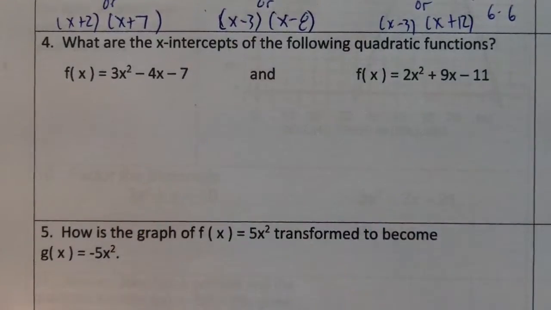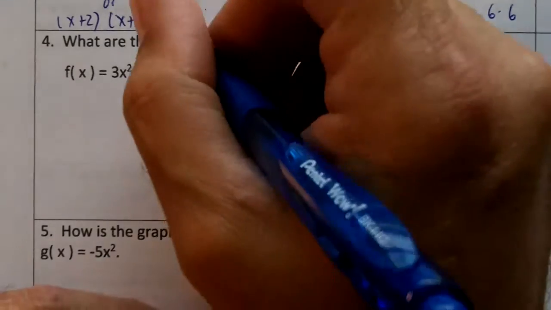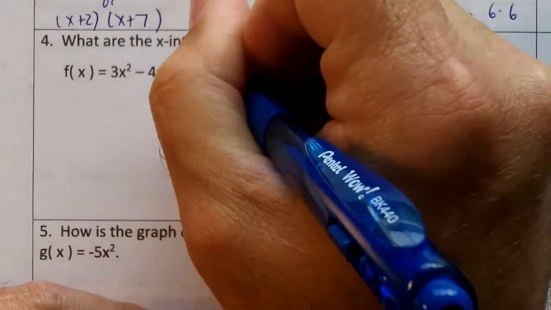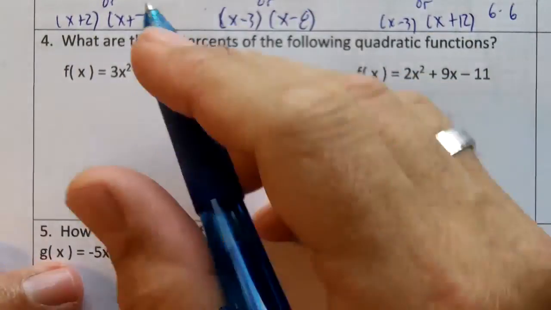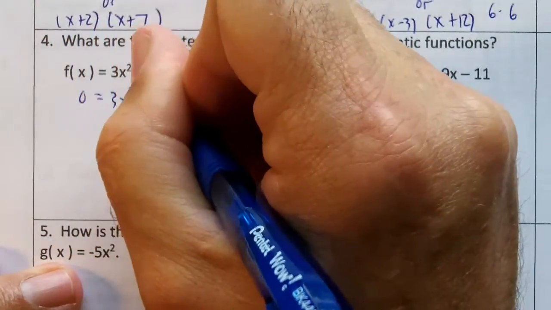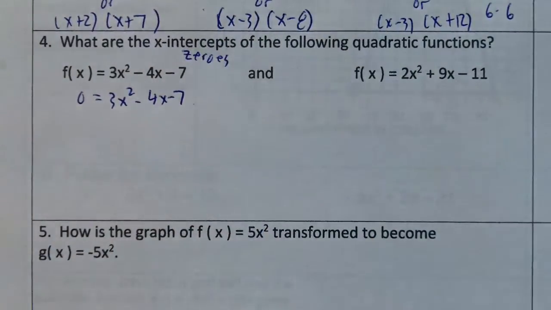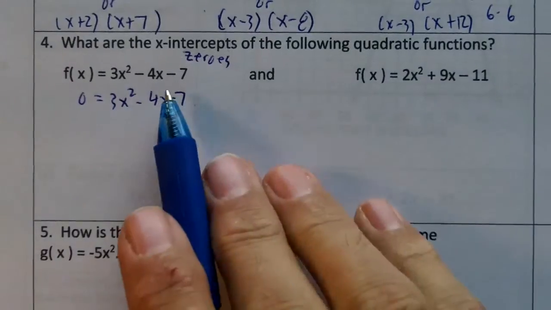Number 4, what are the x-intercepts of the following quadratic functions? Okay, the x-intercepts are also called the zeros of the function, aren't they? And to get those, you have to set the quadratic equation equal to 0. Okay, one way to get the answer would be to factor. Let's try to factor this one.